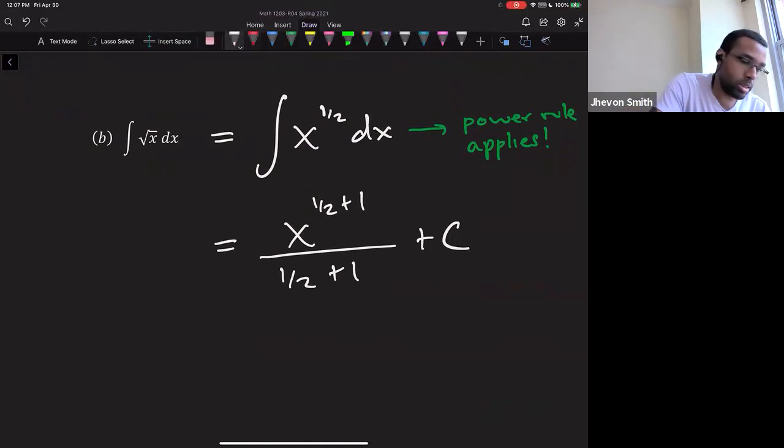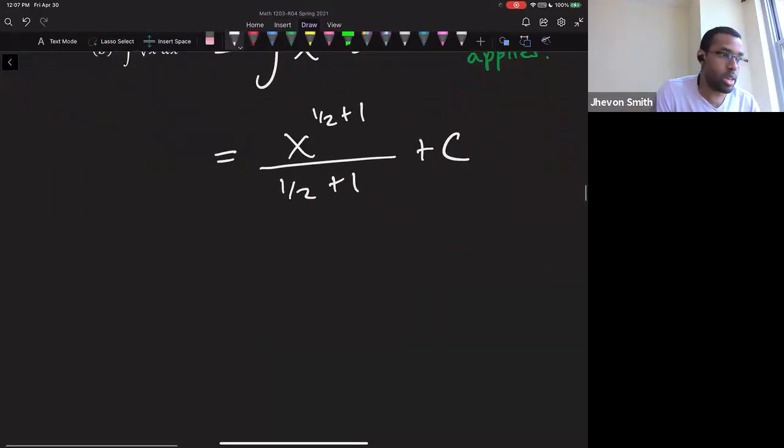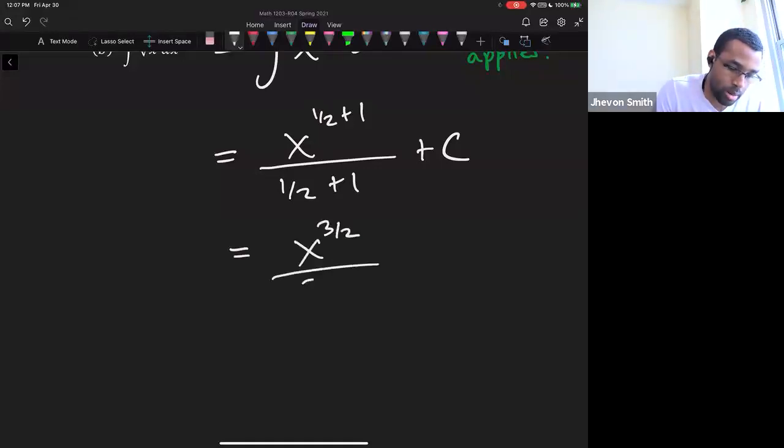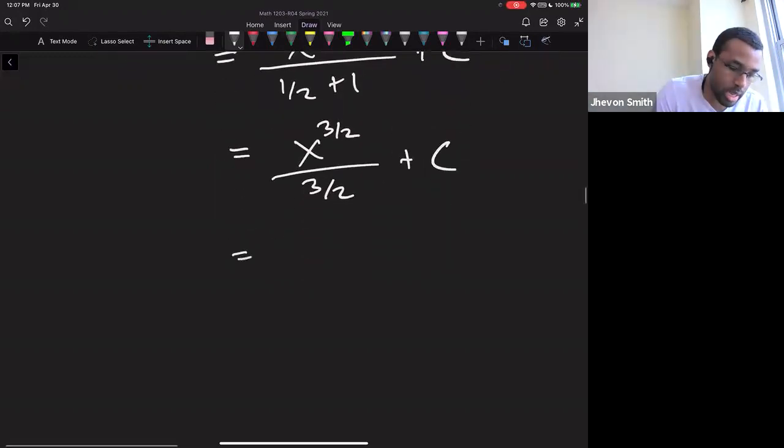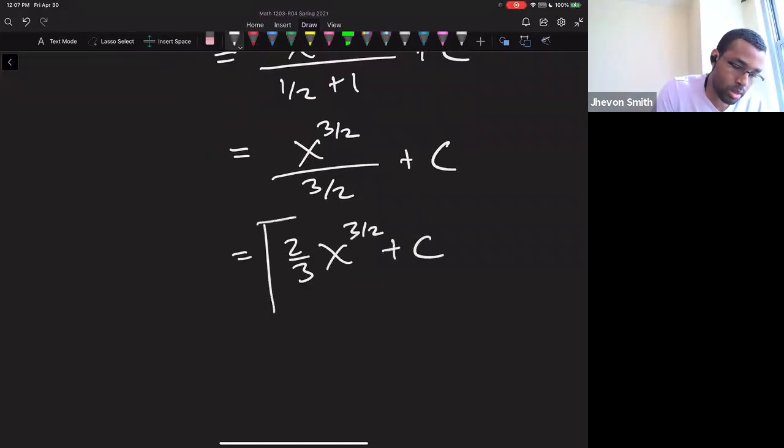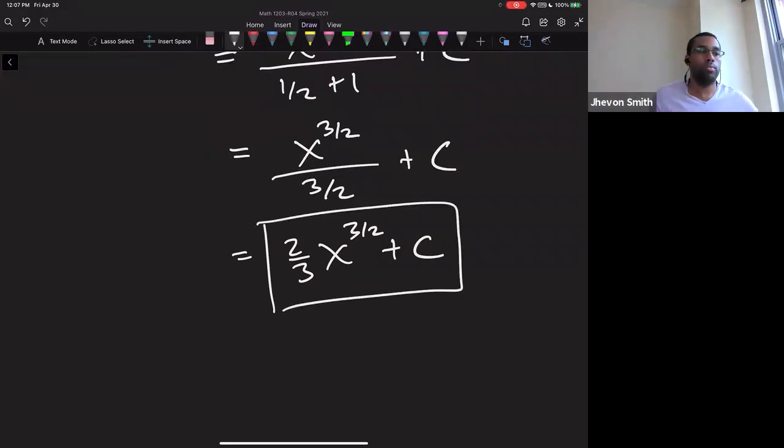So we have that. Now, obviously, that's going to be x to the 3/2 divided by 3/2, which, dividing by a fraction, is the same as multiplying by the reciprocal. So this is 2/3 x to the 3/2 plus c. Right? And you can always check that by differentiating this.